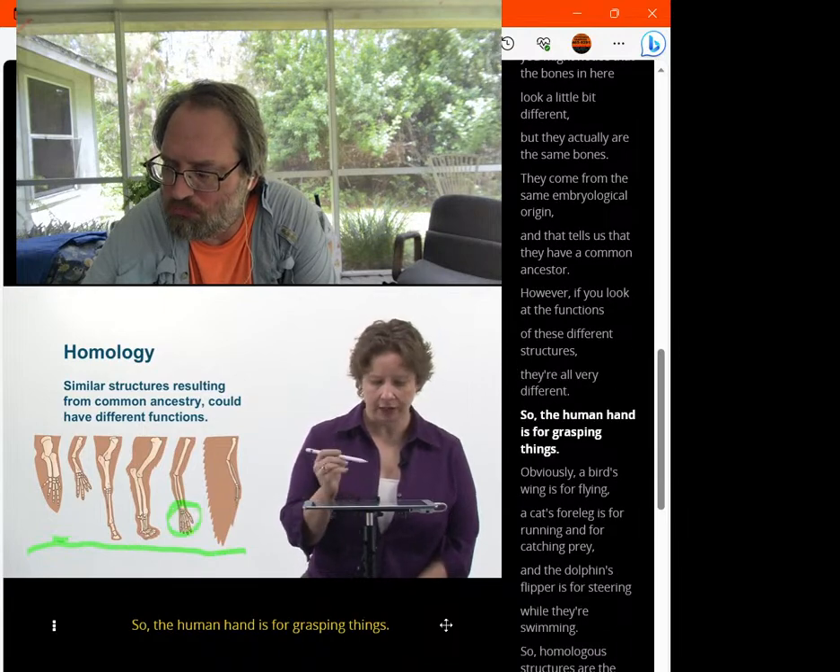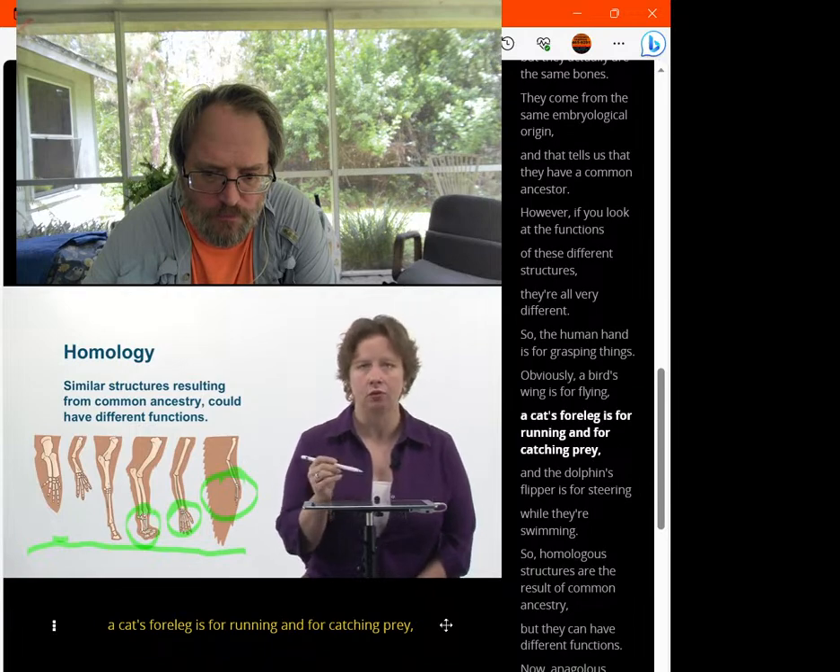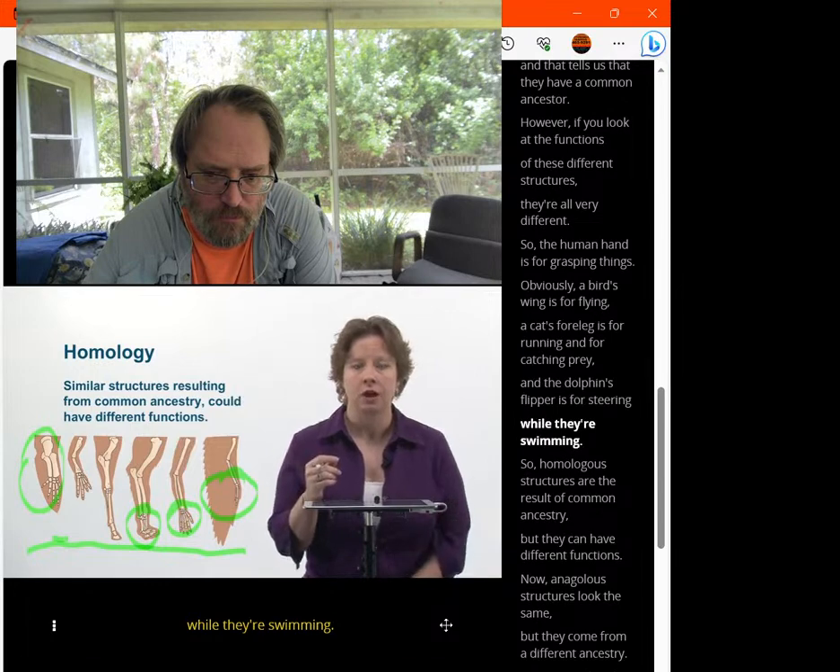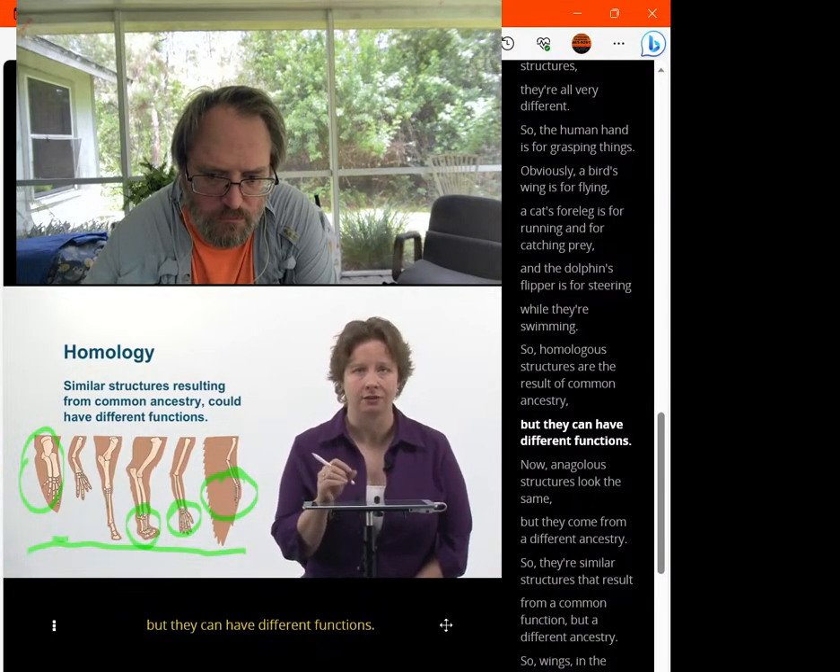So the human hand is for grasping things. Obviously, a bird's wing is for flying. A cat's foreleg is for running and for catching prey. And the dolphin's flipper is for steering while they're swimming. So homologous structures are the result of common ancestry, but they can have different functions.